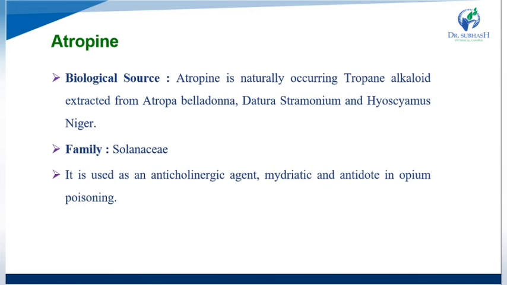Their family is Solanaceae, and it is used as an anticholinergic agent, mydriatic agent and antidote in opium poisoning. It is specifically used as an antidote in opium poisoning, and also as an anticholinergic agent and mydriatic agent.